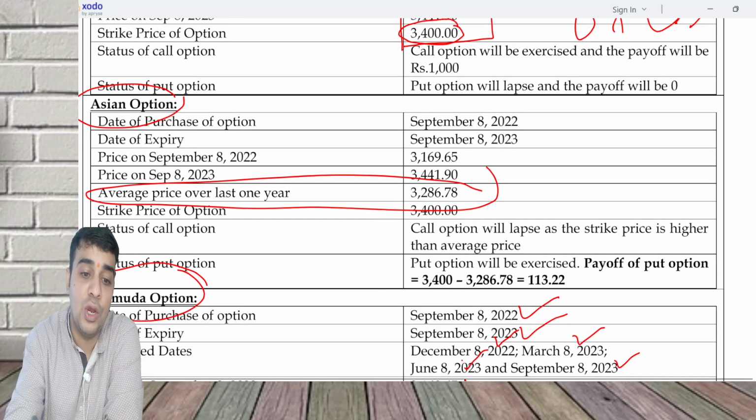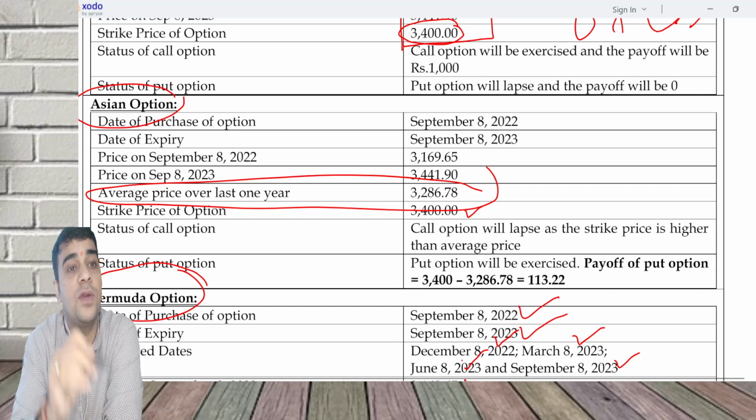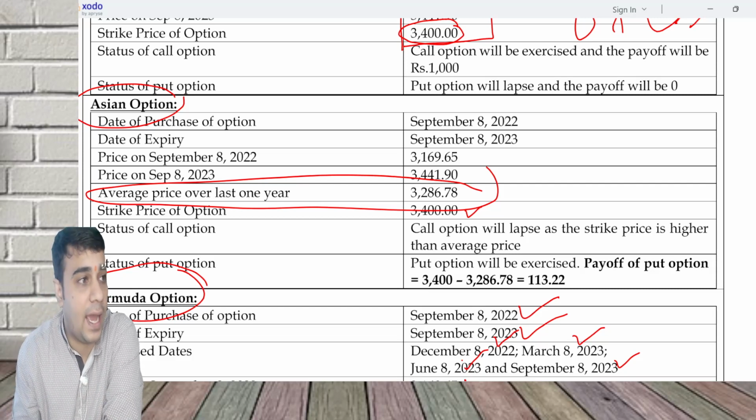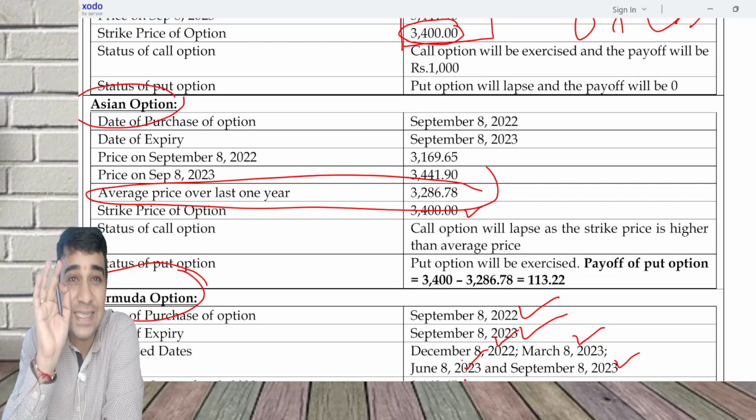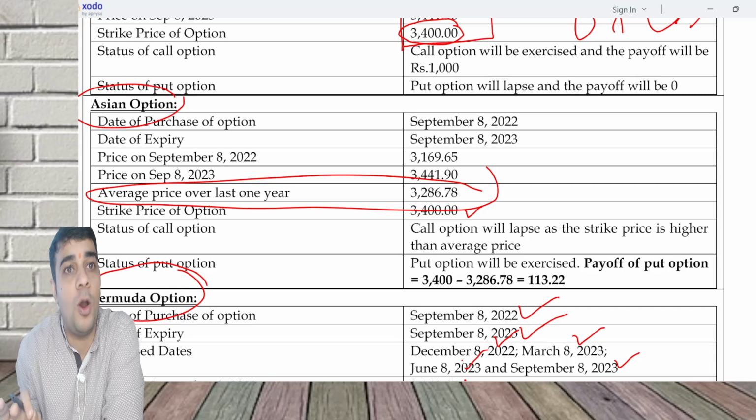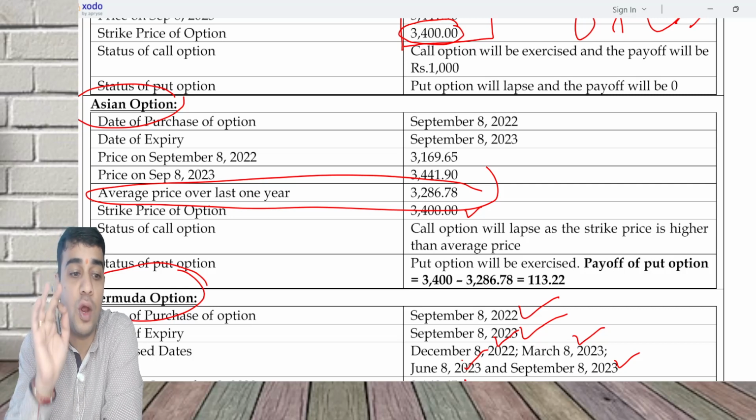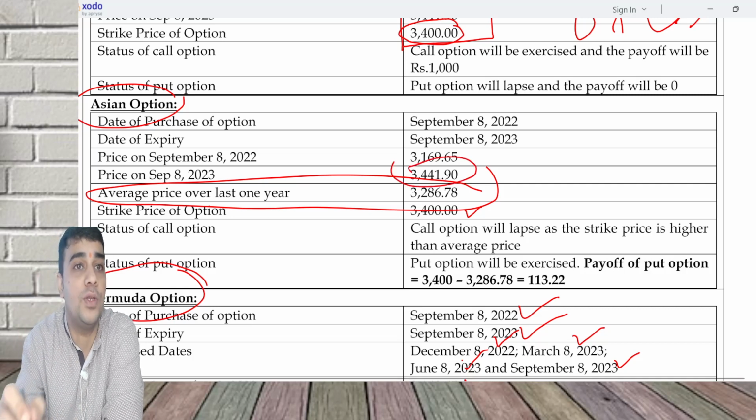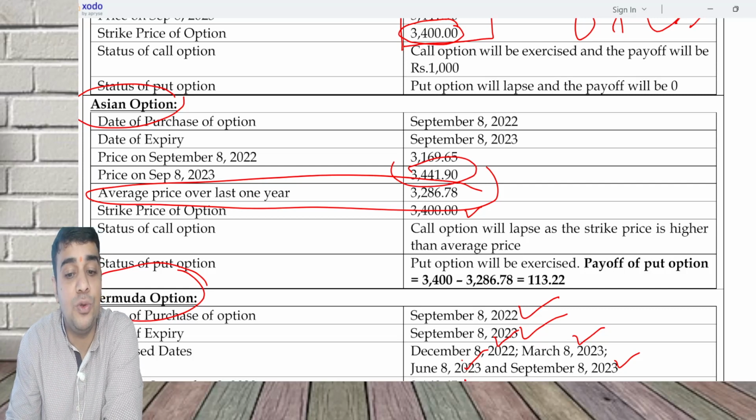So the question is, do you want to buy at 3,400 when the average price over the last 1 year is 3286? When the average price over the last 1 year is 3286, if you say yes, it will get exercised. If you say no, it will lapse. Exactly a plain vanilla option. Only thing is, you should not compare with 3441. You have to compare this with 3286.